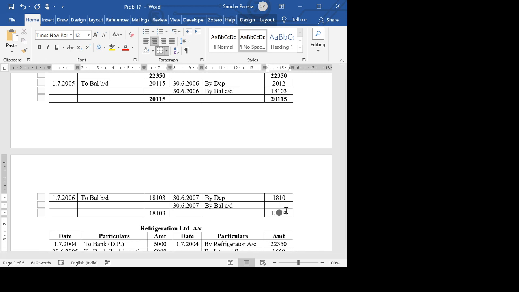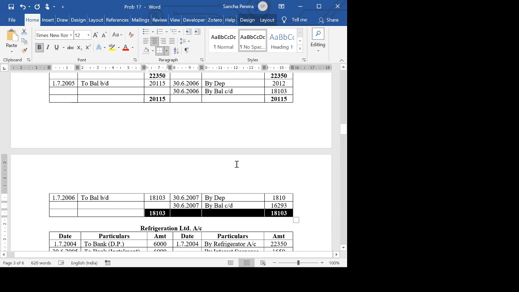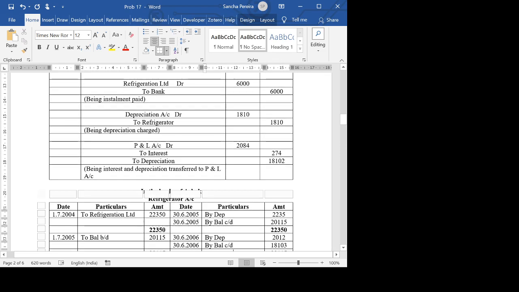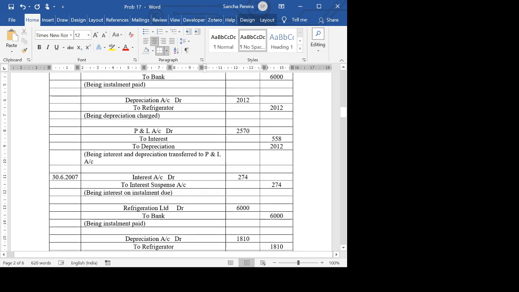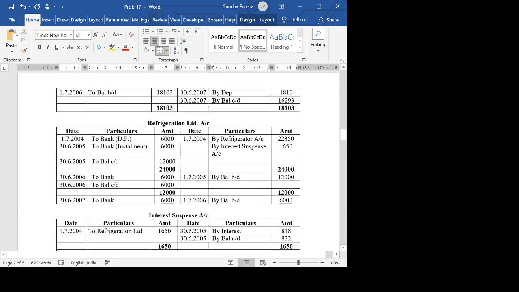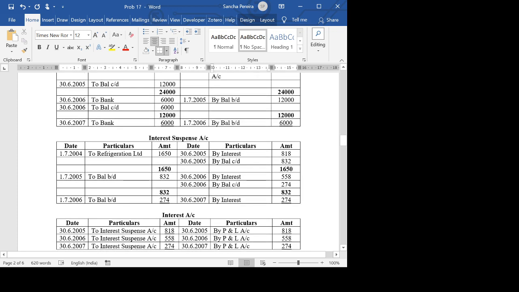18103 minus 1810 is 16293. You'll always have a balance here because the asset still remains. Okay, so this is how it looks. So if you see, we have done the same thing except we have that interest suspense in between. So that slightly changes the interest. Any questions? In the next lecture, I'm going to show it in the books of the seller, that is in the books of Refrigeration Limited, just since it's the first problem, so you know both ways.